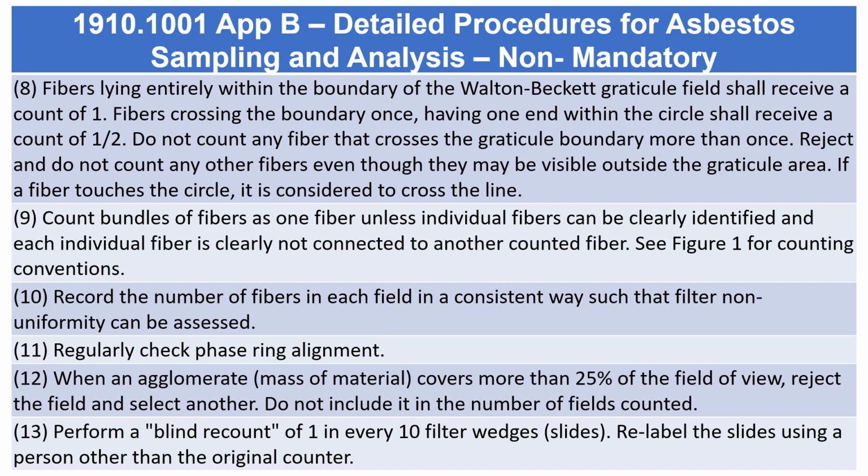10. Record the number of fibers in each field in a consistent way such that filter non-uniformity can be assessed. 11. Regularly check phase ring alignment. 12. When an agglomerate, a mass of material, covers more than 25% of the field of view, reject the field and select another. Do not include it in the number of fields counted. 13. Perform a blind recount of 1 in every 10 filter wedges (slides). Relabel the slides using a person other than the original counter.